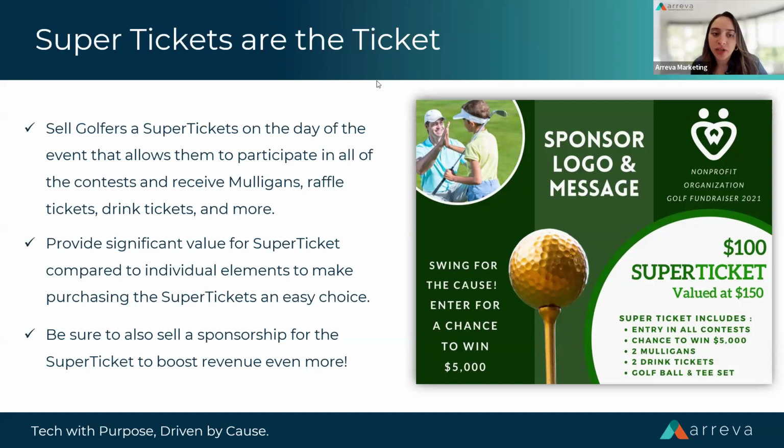Jay, before we move on, there was a great question about super tickets that I thought we should cover right now. This is from Katrina. She wants to know, we currently include all of the contests, games, mulligans, etc. in our ticket fee for every player, which is $325. And we've done it that way for years. Do you think we should separate it out to make more, or do something else?